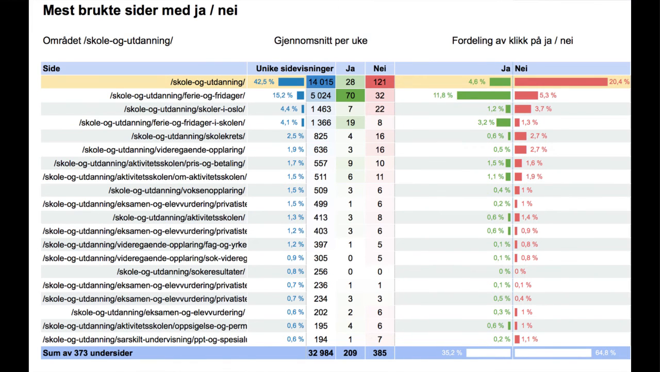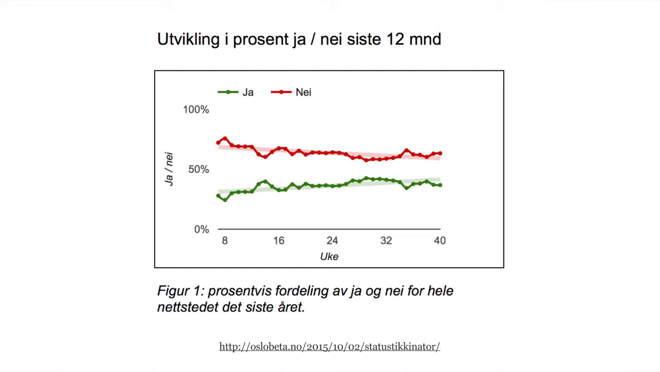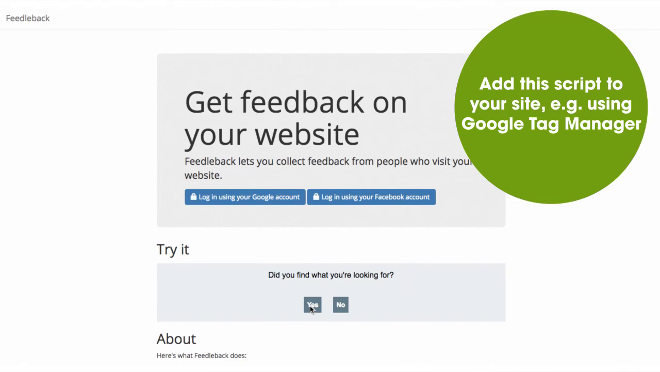This is actually from the city of Oslo. They have a dashboard where they're ranking their pages and the different departments by who gets the most yes and the most no, so they know where they're going to focus their content efforts, and try over time to have fewer no's and more yeses, of course. There's a weak trend here. It's going the right way, city of Oslo. Yay.